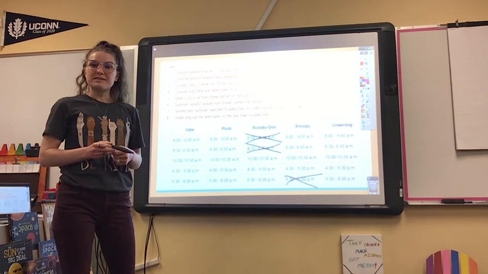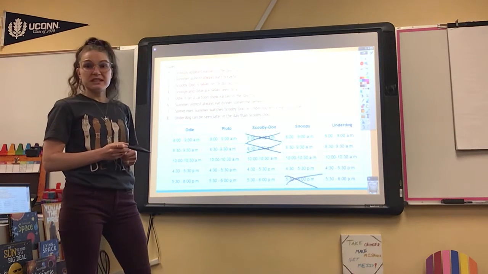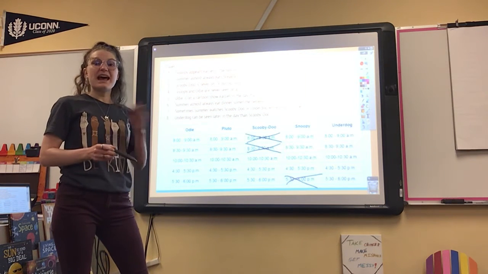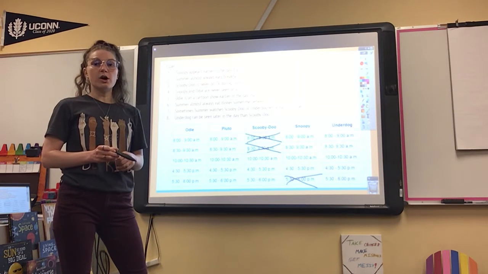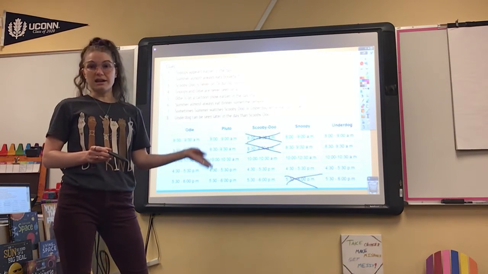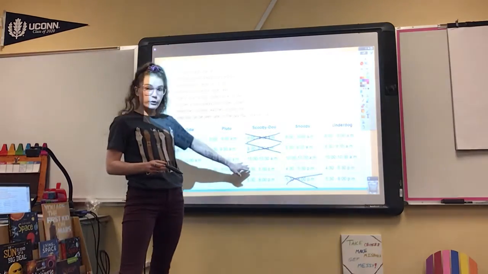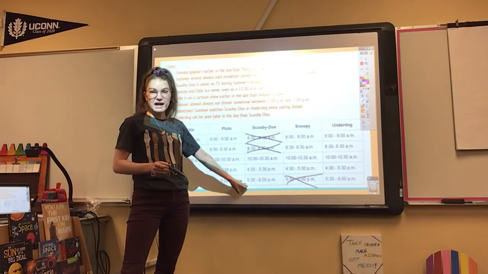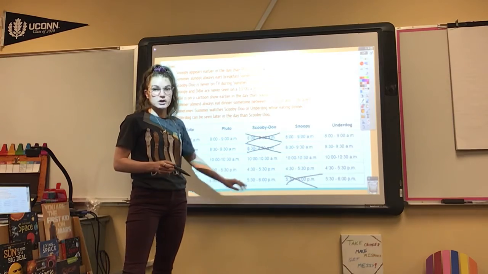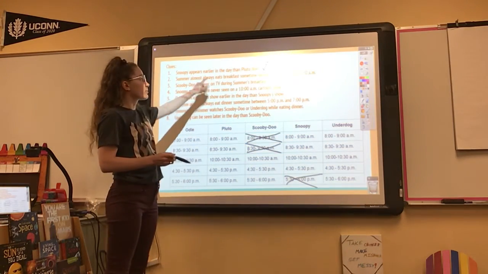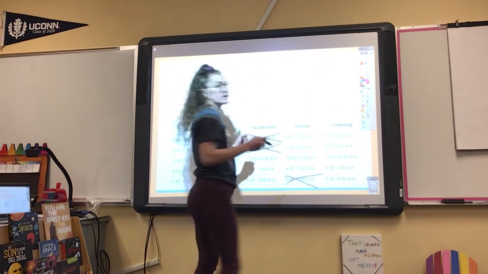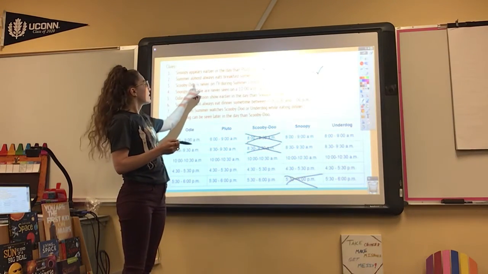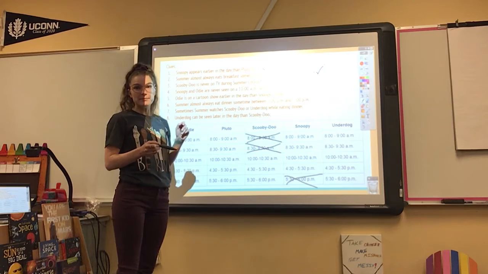The next time says 10 o'clock to 10:30. That time is outside of the time that Summer eats breakfast. So I know that that is an option. Same with 4:30 to 5:30 and 5:30 to 6:30. So now I know that the breakfast clue made sense to me. I also know that the Scooby-Doo time, that made sense to me.